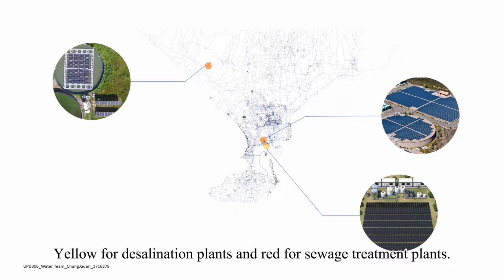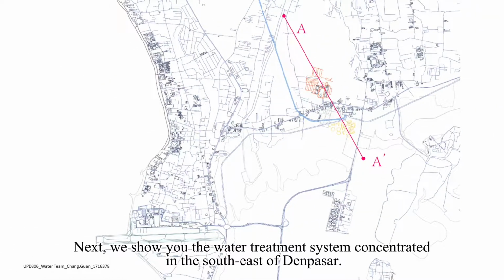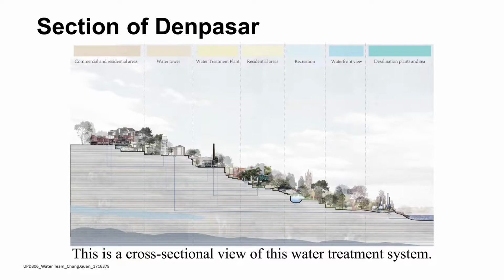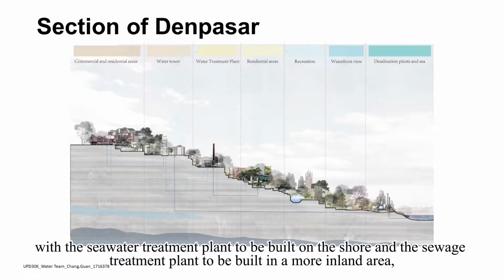Yellow is for desalination plants and red for sewage treatment plants. Meanwhile, we have planned a water supply system for the area according to the distribution of the population. Next, we show you the water treatment system concentrated in the southeast of Denpasar. This is a cross-sectional view of the water treatment system. We have planned it according to the topography, with the seawater treatment plant to be built on the shore and the sewage treatment plant to be built in a more inland area.